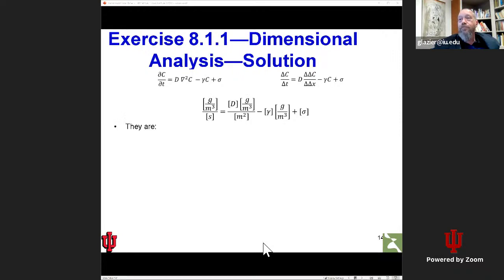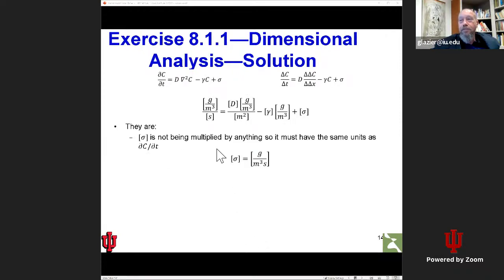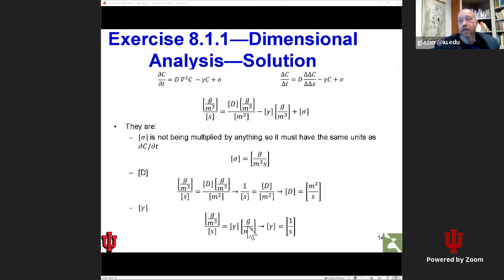Okay. So here I'm doing that again. Sigma is not multiplied by anything, so you just get the result. For D, I have to divide through by G over M cubed, multiply through by M squared. And for gamma, I have to divide through by G over M cubed, left with 1 over seconds.